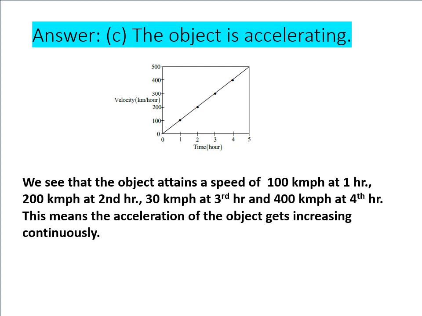It indicates that the object attains a speed of 100 km per hour at 1 hour, 200 at 2 hours, 300 km per hour at 3 hours, and 400 kmph at 4 hours. That means the speed is increasing at every 1 hour duration. Therefore, the object gets accelerated, and that is the correct statement. The other three options are false statements and can be verified from the graphical data.